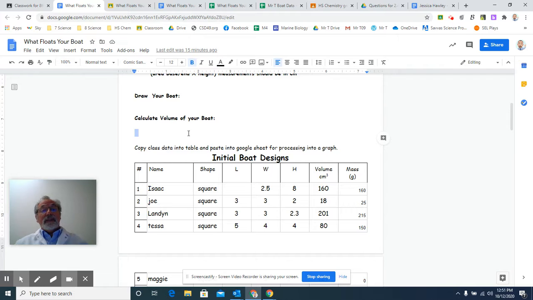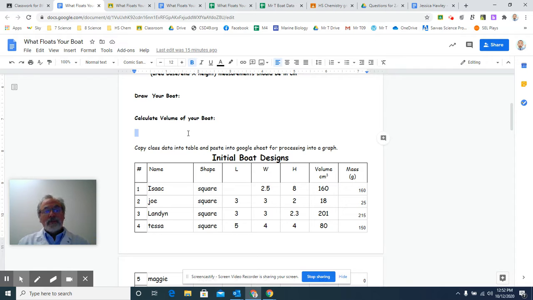Now, when you calculated the volume, you took the length times the width times the height, and you multiply those together, and that'll give you the volume in cubic centimeters. Always measure in centimeters so we can get good numbers, okay? Now, if your boat is a different shape, like it's round or if it's canoe shaped, you want to approximate it as close as you can by taking the area of the base times the height, or the area of the end times its length, and that'll give it to you.